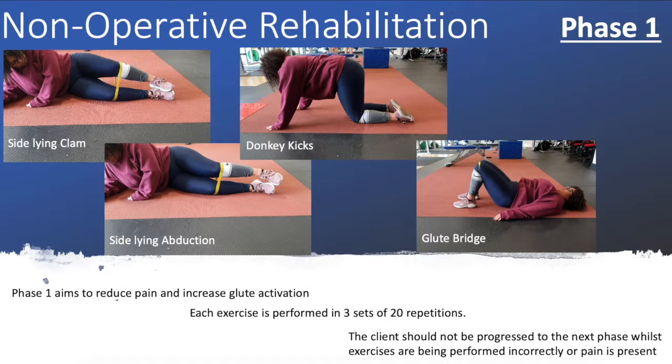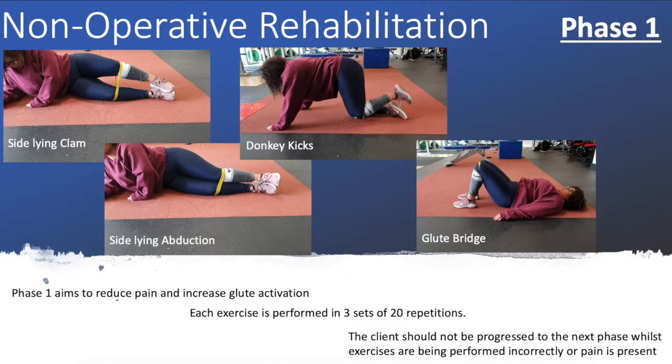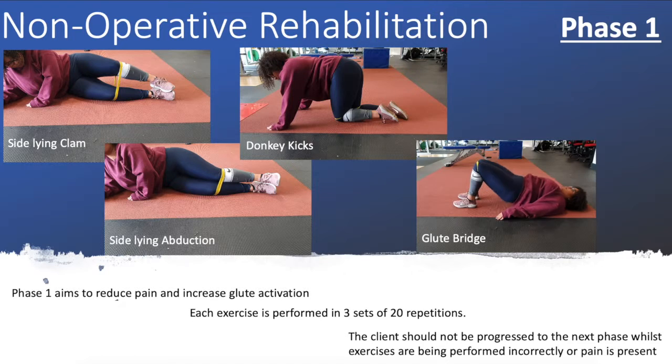Phase 1 of the non-operative rehabilitation for FAI consists of the side-lying clam, side-lying abduction, donkey kicks and glute bridge. Each of these exercises is to be performed in 3 sets of 20 repetitions and aims to reduce the pain surrounding the hip and increase glute activation as witnessed during the Trendelenburg test. It should be noted that the client should not be progressed to phase 2 until exercises are being performed perfectly and pain is not present.